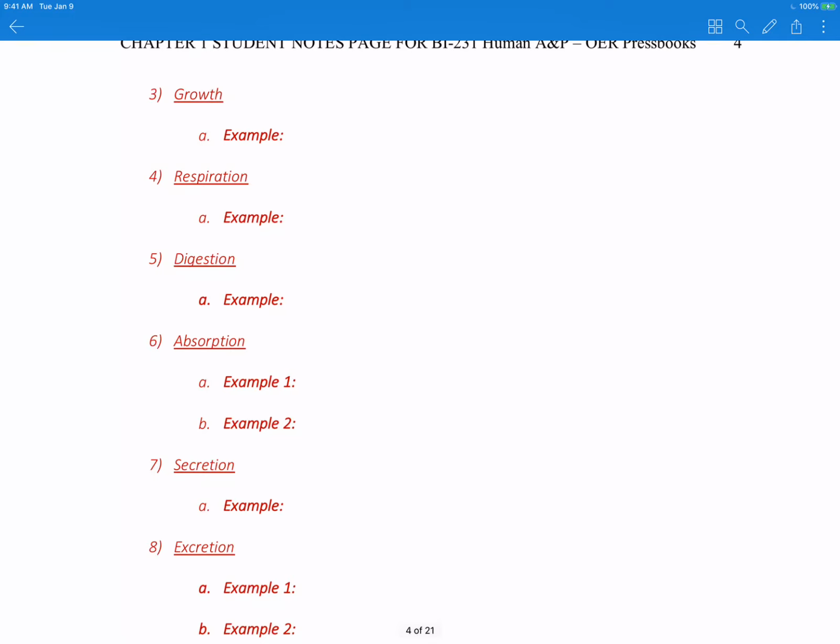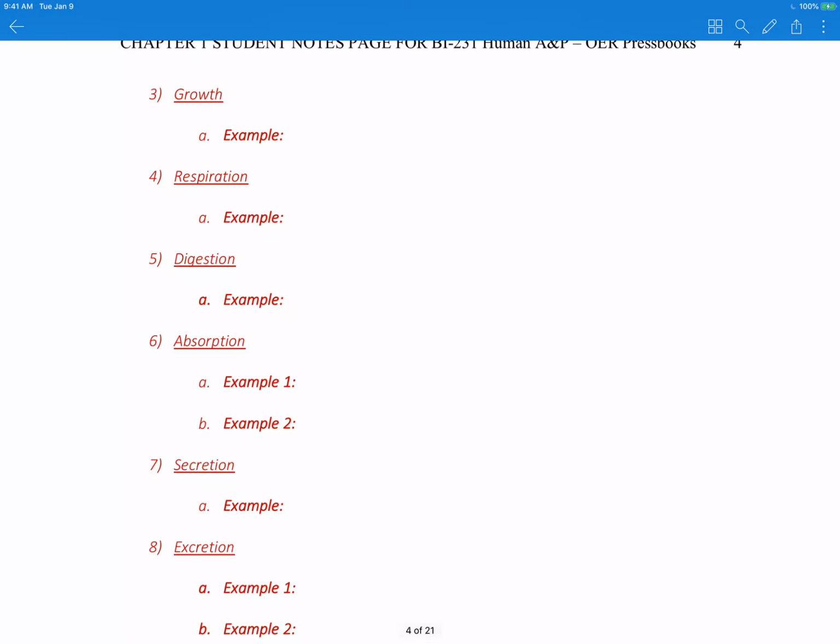One example of absorption would be the hormone called insulin. It helps the body absorb glucose into the cell, and then the cell uses that glucose for energy. The second example could be oxygen. Our lungs absorb oxygen into the blood so that the oxygen can then be transported to cells.